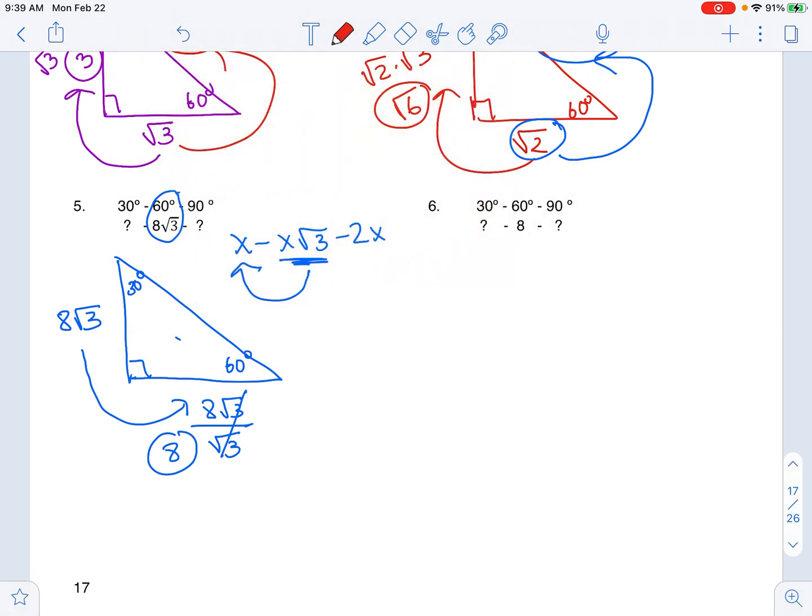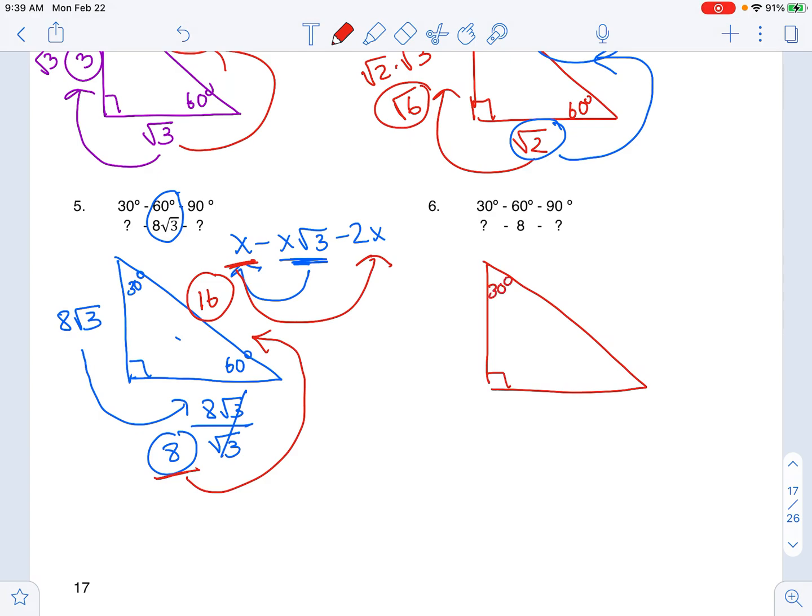Then once you have the x, now you can use this to go towards the 2x. And how do I get from here to here? We're going to multiply. But the number is just 8. 8 times 2 gives me 16. Okay, last one.